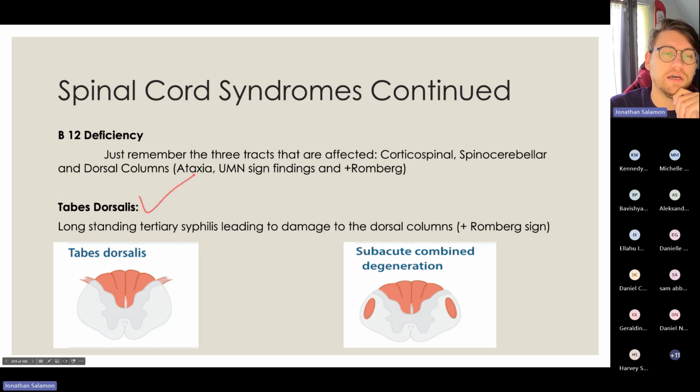So you get it in tertiary syphilis, right? Tabes dorsalis. And B12 deficiency. Please be aware that on tests they like to call B12 deficiency subacute combined degeneration. And again, these are your two big positive Romberg signs.